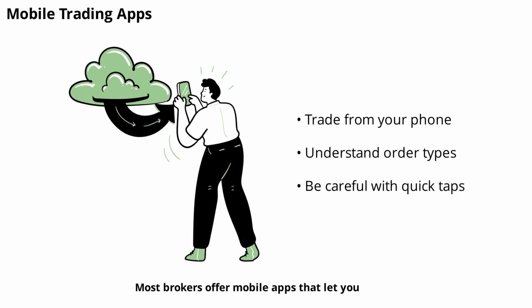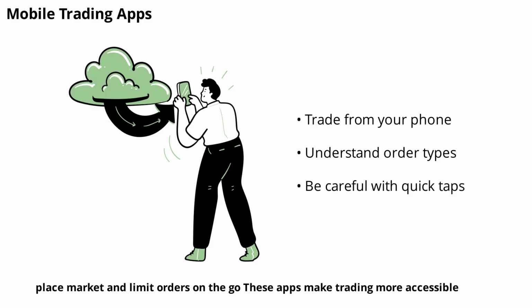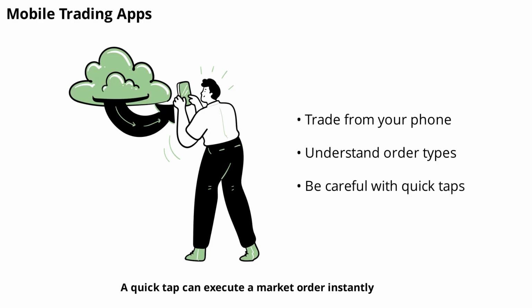Most brokers offer mobile apps that let you place market and limit orders on the go. These apps make trading more accessible, but it's important to understand the order types before using them. A quick tap can execute a market order instantly, so always be sure of your choices.